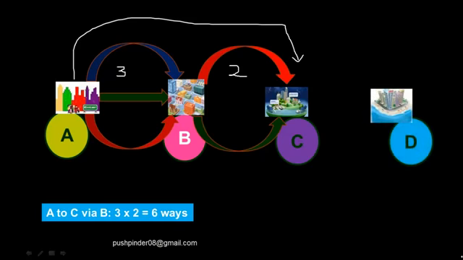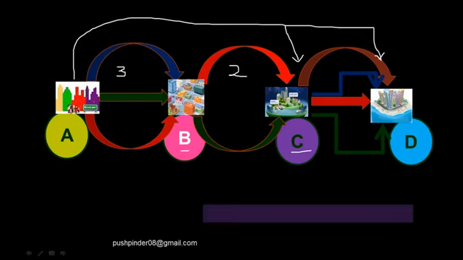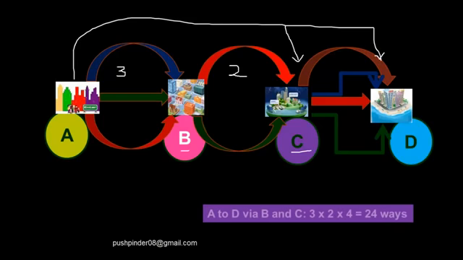Now let me say there is another city called city D as well, and from city C to city D there are 4 ways. Now if I ask you how many ways are there to go from city A to city D via B and C, that would be 3 into 2 into 4, that is 24 ways. Right? So I hope everyone is understanding my point here.